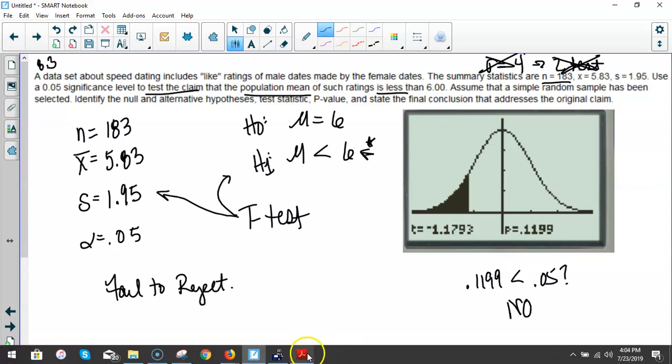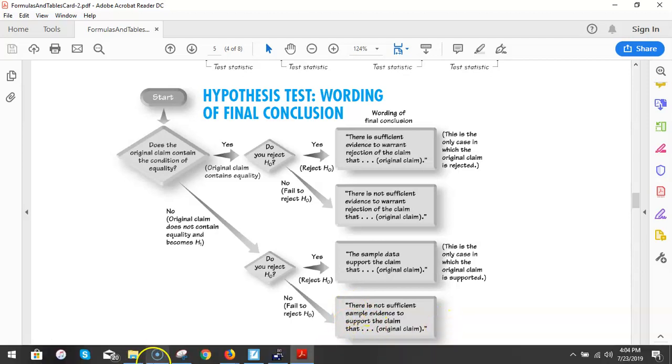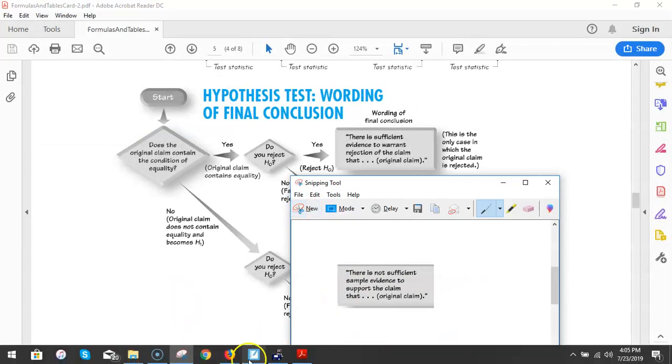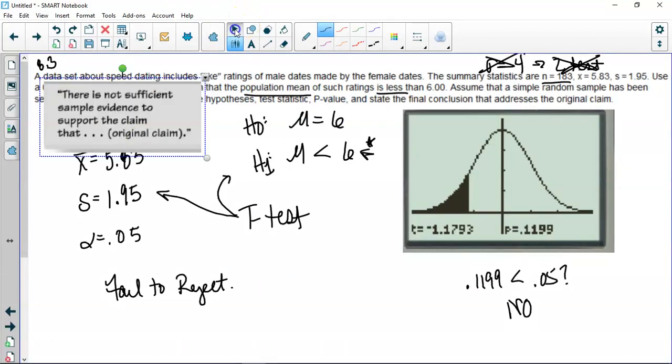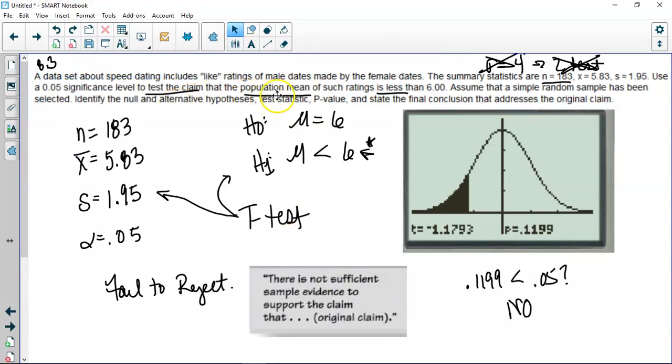I'm going to go back to the flowchart. Did my original claim contain the equality? No, it did not. It said less than. That's not equal to. Did we reject the null? No. There is not sufficient sample evidence to support the claim that the population mean of such ratings is less than 6. So it was for this sample, but that doesn't mean it's for all of them.